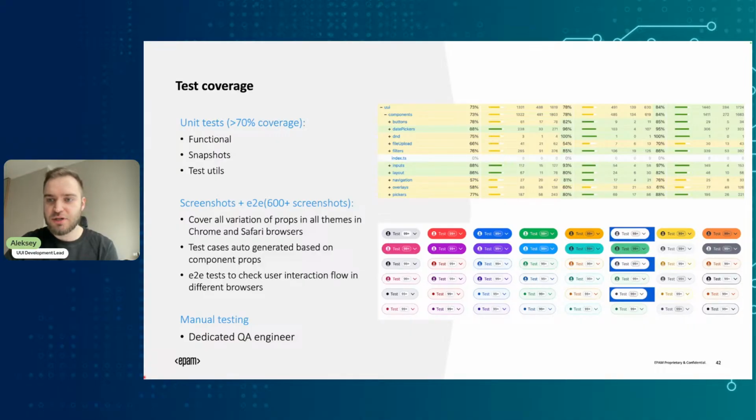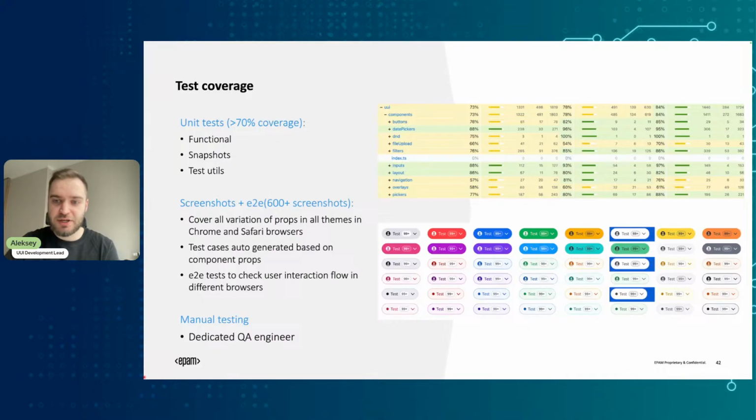Furthermore, we also fully automated the creation of these tests. As I mentioned in the previous slides, we have a property explorer mechanism that includes all possible prop variations. So we wrote a script that iterates through all of these variations and renders them into a separate page. And we use this page to make a screenshot.